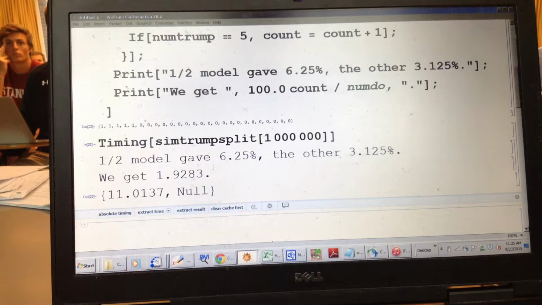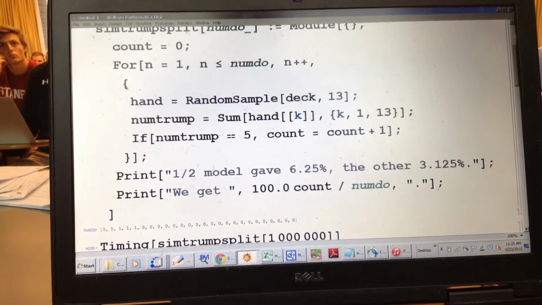Maybe it wasn't 3.125%. What was the actual answer from last time? 3.2. It was 3.21. Anybody know what we did wrong? Yes. Don't you also have to say if NumTrump equals 0? Excellent. Make sure you email me. Why do I have to allow NumTrump to be 0? Because the other hand could have all the trump. So you have to make sure you get all the cases.